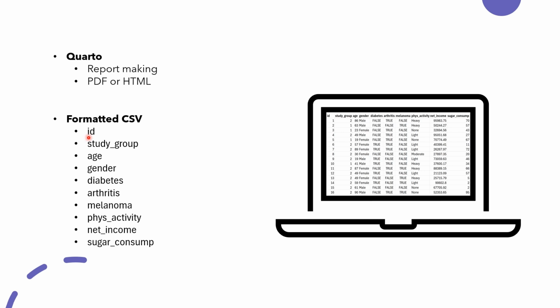We have ID, which is just a serialized numeric identifier. Study group can be one or two, one being our control group, two being our experimental group. We want to track the candidate's age and gender, which in its clinical sense just refers to their binomial birth gender. We have a few medical conditions the candidate could have a diagnosis of, but we also want to track their physical activity, net income, and daily sugar consumption. As with any application that ingests data, it's important that the CSV is formatted correctly with consistent column names and data types.